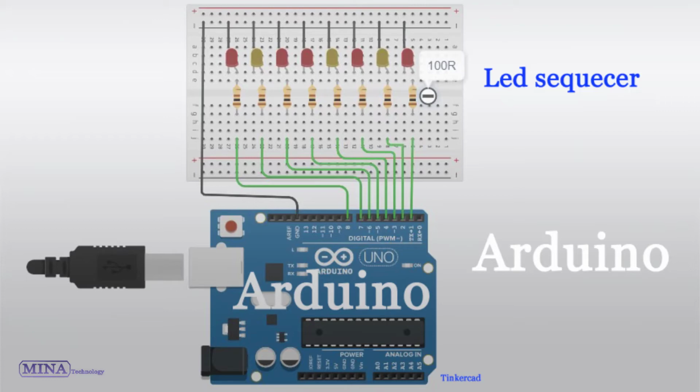The circuit diagram is very simple. The LEDs are sequentially connected to pins 1, 2, 3, 4, 5, 6, 7 and 8. Here we have to connect 8 LEDs with 800 ohm resistors, which limit the LED's forward current.